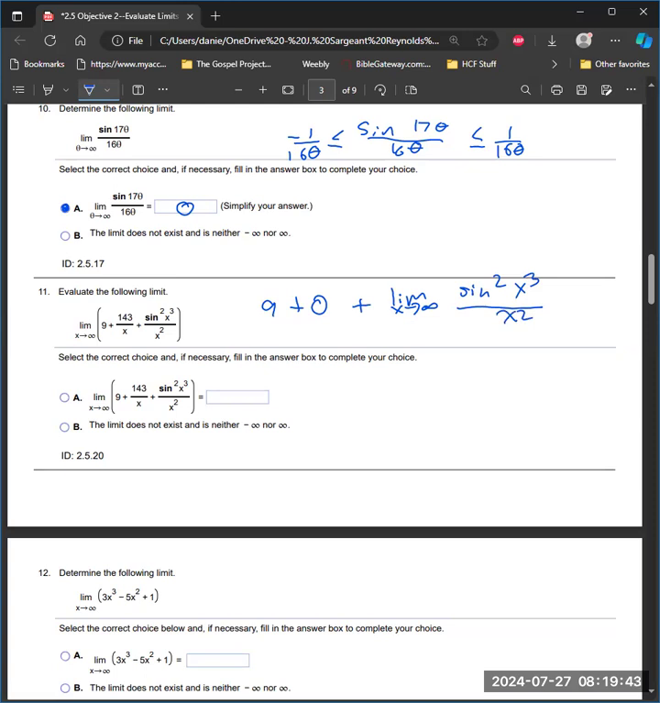All right. And this limit here, we know that the top is going to have to stay between 0 and 1. So we have 0 less than or equal to 1 over x squared sine squared x cubed, over x squared, take the limit as we go to infinity. And this is going to have to stay between 0 and 0. So that's 9 plus 0 plus 0 is 9.